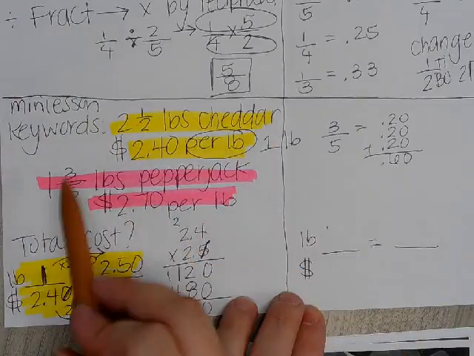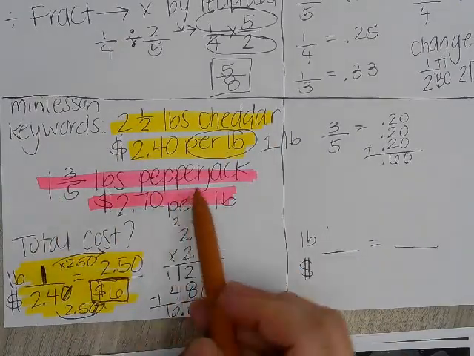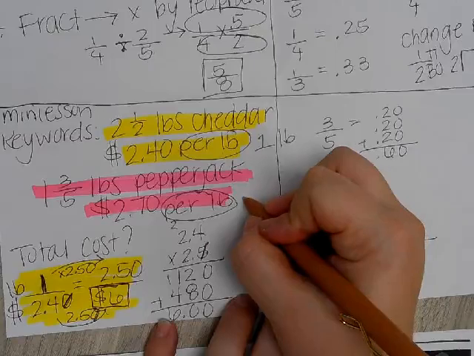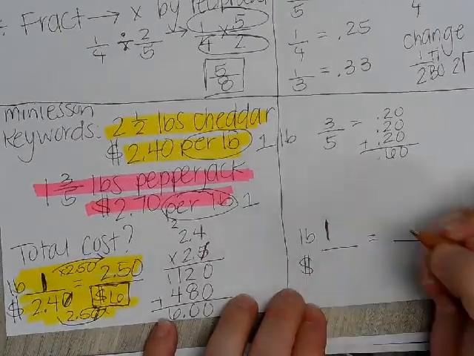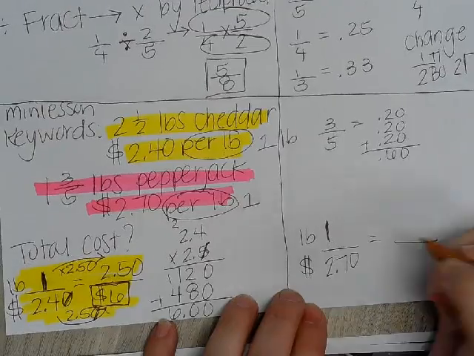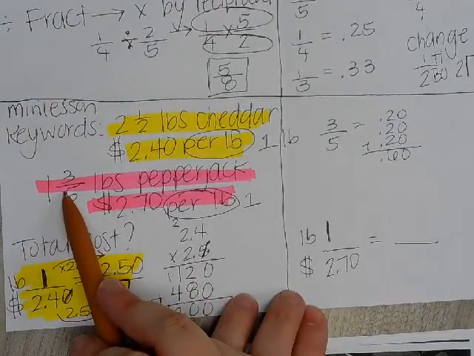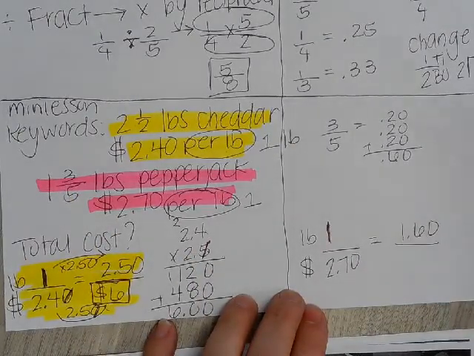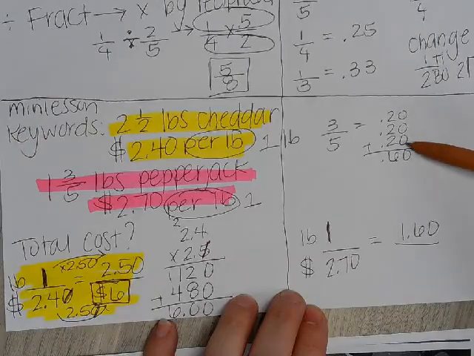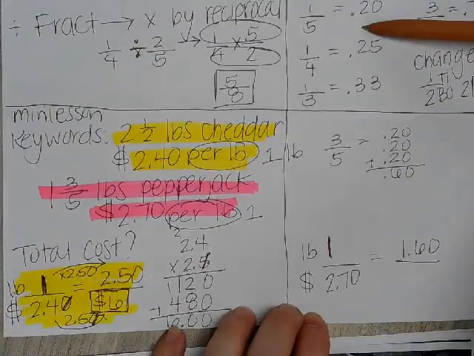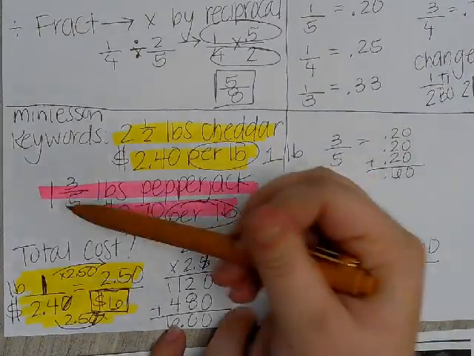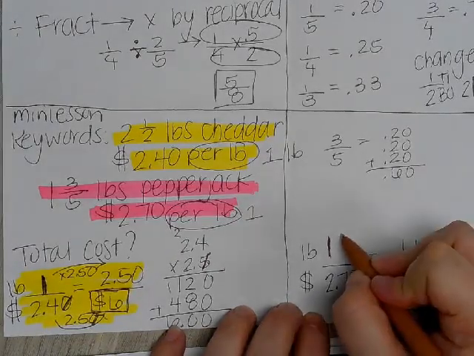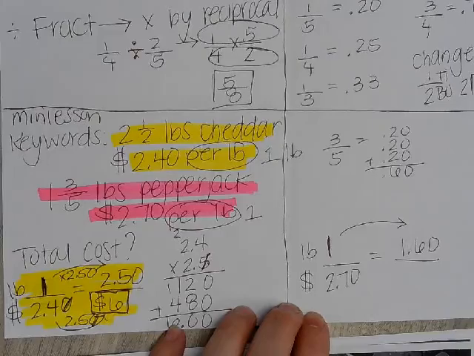It says 1 3/5 pepper jack for $2.70. Per pound means 1. So for 1 pound, it's going to be $2.70. But I want to know for 1 3/5 pounds, so that's going to be 1.60, because 3/5 is 0.20, 0.20, 0.20. Okay, and then I put that 1 in front because it's 1 3/5. Okay, now let's solve. How do I get from 1 to 1.60? I multiply by 1.60.